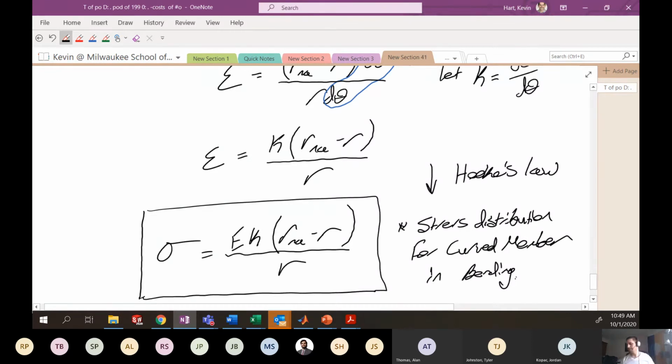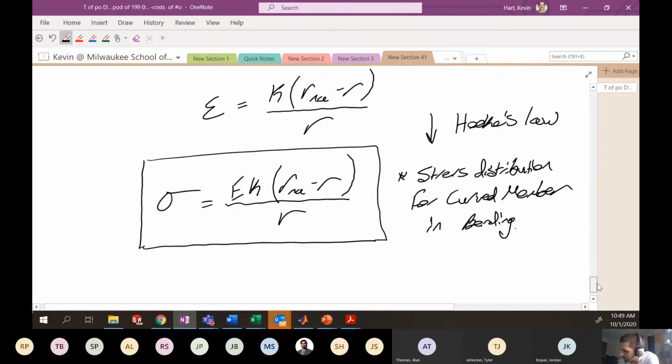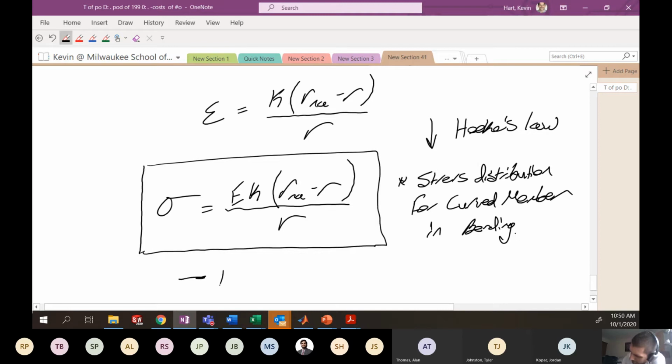Is this a linear equation? Ich don't think so, as the Germans would say. All right. This is a hyperbolic equation, not a linear equation. All right. So for a straight beam, you had a linear equation. For a curved beam, you have this hyperbolic equation. So what does this stress distribution actually look like if we were to sort of look on the bar from the side for a bar that's in bending?